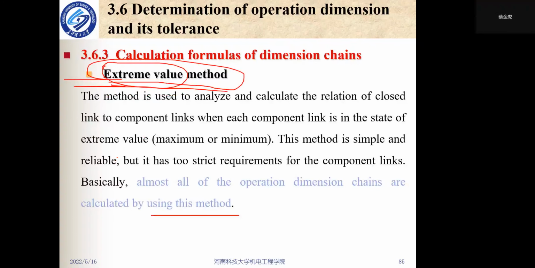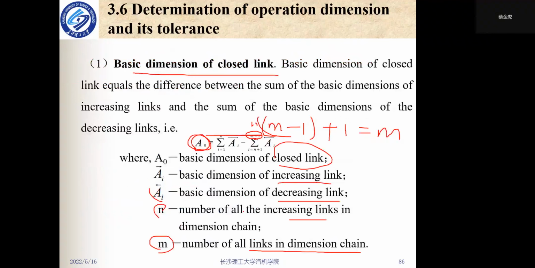And this part is very important, extreme value method, because almost all of the operation dimension chains are calculated by using this method, and all the dimensions of closed links are calculated directly. Only use these equations, and I think it is easy to understand. We use the basic dimension of closed link. We use the dimension of increasing link minus decreasing link.